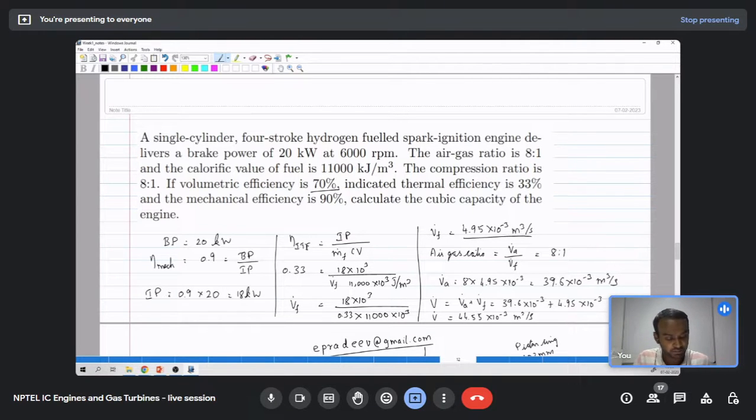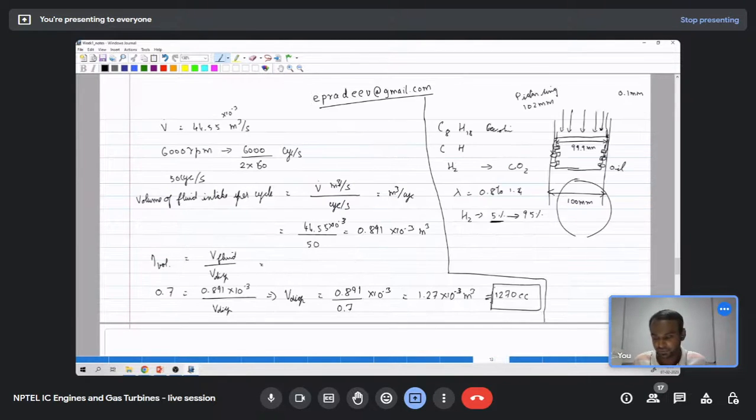Now we have the air-fuel ratio, which means the flow rate of air to the flow rate of fuel is 8 is to 1. With this and the flow rate of fuel, we can calculate the volumetric flow rate of air, which is 39.6 into 10 power minus 3 meter cube per second. And now we have both the gas flow rates individually. The total flow rate of the fluids can be calculated, and that was 44.55 into 10 power minus 3 meter cube per second.